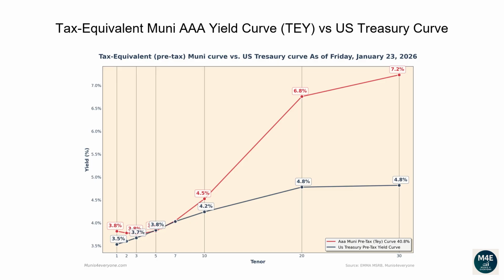Observing the current graph, we can see there are some parts of the tax-equivalent Muni curve currently trading above the Treasury curve. For example, if you wanted to buy a 30-year bond, a AAA Muni bond would yield 7.2% compared to a lower yield of 4.8% from a Treasury bond.